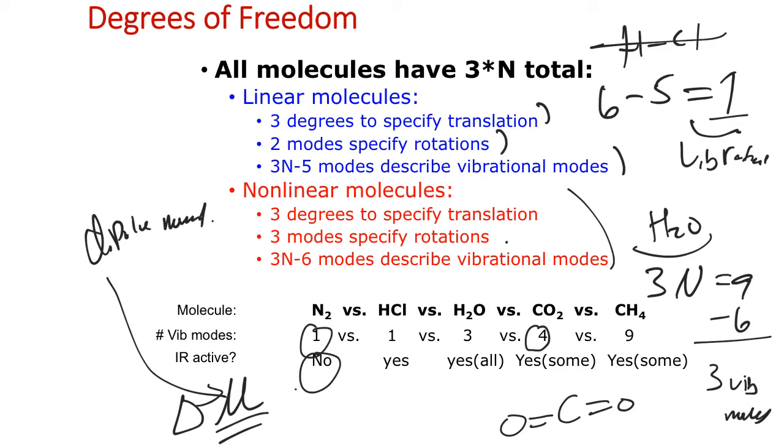And so for a homonuclear diatomic molecule like N2, there's no way it can change its dipole moment through absorbing light, since you have the same atom. No matter what the bond length is, no matter how this molecule is vibrating, it's going to have exactly a 0 dipole moment. So it's impossible for a homonuclear diatomic molecule to absorb infrared light.